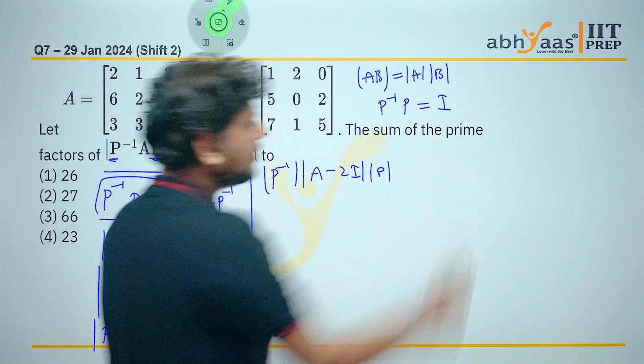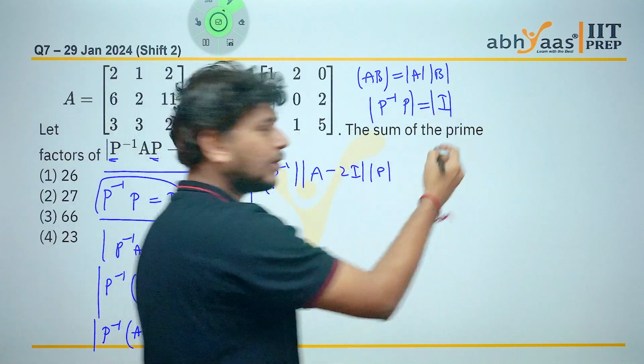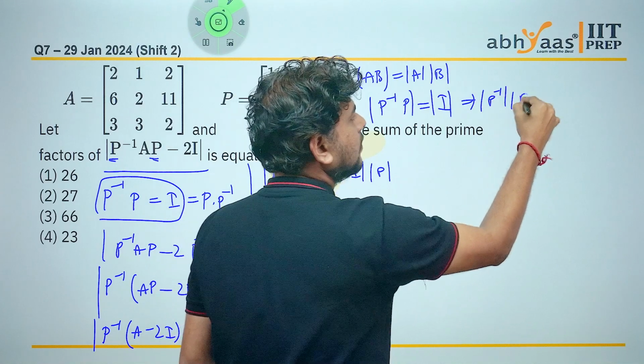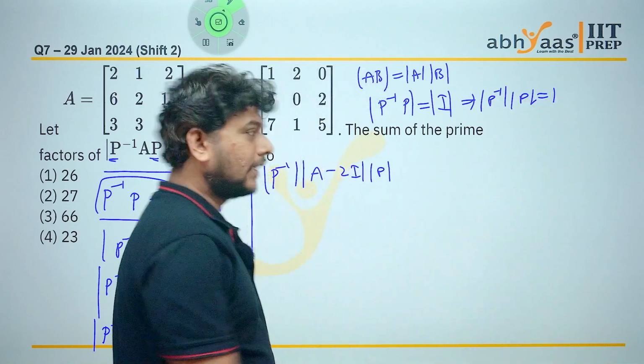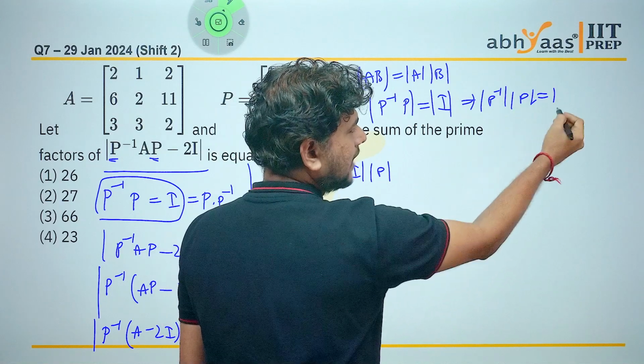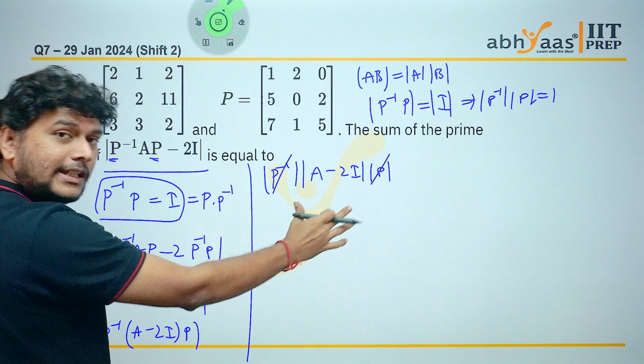P inverse P is equal to I. Mod is equal to, this is also a property. So mod P inverse mod P is equal to 1. Determinant value of I is equal to 1, right? So P and P inverse cancel each other, so these values get cancelled out. So we have to find only mod A minus 2I.